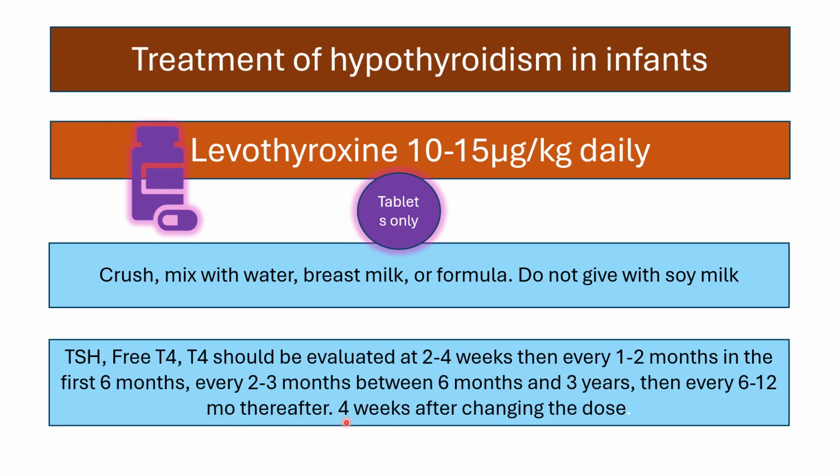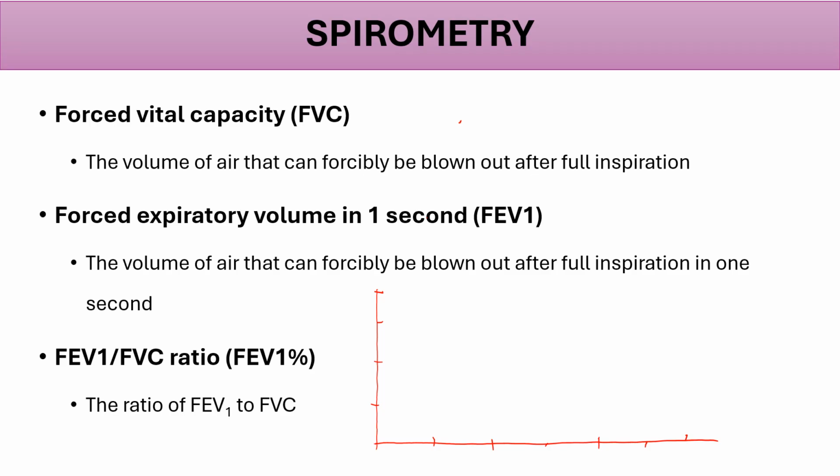Also very important to repeat the lab 4 weeks after changing the dose. Pediatric pulmonology. Spirometry. We'll explain here the volume time curve. This is the volume time curve. This y-axis here is the air volume. If we have here 2, we have here 4, 5, and 6. And here the time, let's say this is the first second, third, and so on.